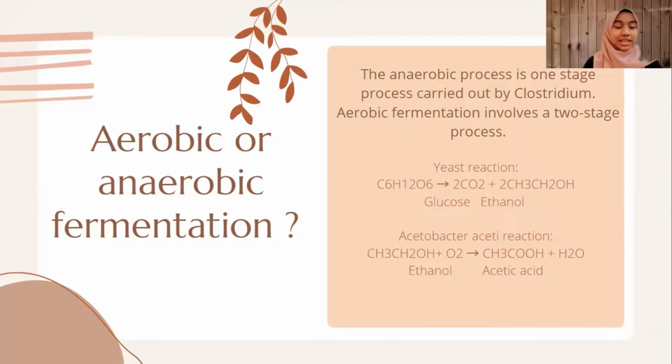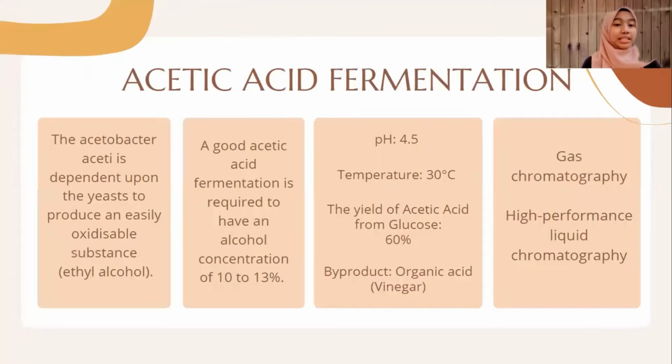As you can see here, these are the chemical equations for the yeast reaction to produce ethanol and the reaction of Acetobacter aceti in converting the ethanol, by the use of oxygen, into acetic acid and water. Next, Acetobacter aceti is dependent upon the yeast to produce an easily oxidizable substance, which is ethyl alcohol. It is not possible to produce vinegar by the action of one type of microorganism alone.